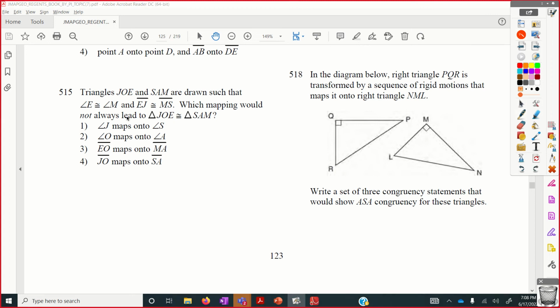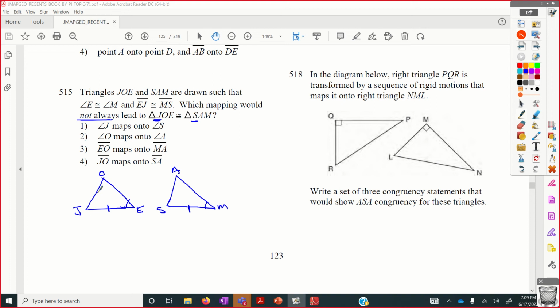All right. Which one is always congruent when you're mapping? Pay attention to the way the letters are ordered. So J is going to map onto S, right? And keep in mind that we also want to draw out our picture and label. So Joe and Sam, pick a corner and start labeling Joe in a circle, and then draw another triangle that looks like it. It's supposed to be equal because it's congruent, and then label S where Joe is, and then just go around in the same circle. So we started with E equal to M, and EJ equal to MS, okay? So if J is equal to S, would that lead to the triangles being congruent? And keep in mind, we want it to not always.